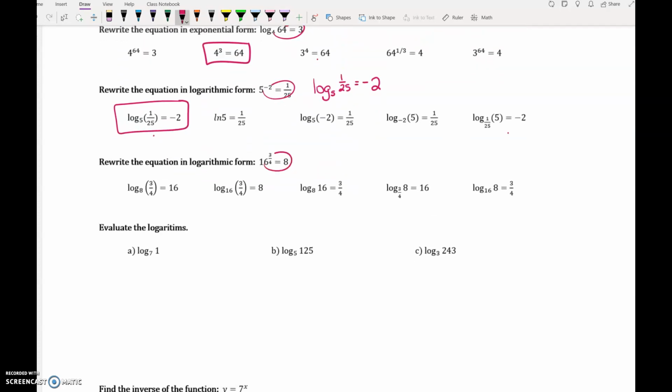Log base 16. So it has to be this one or this one. And it has to equal 3/4. So it must be that one. Log base 16 of 8 equals 3/4.